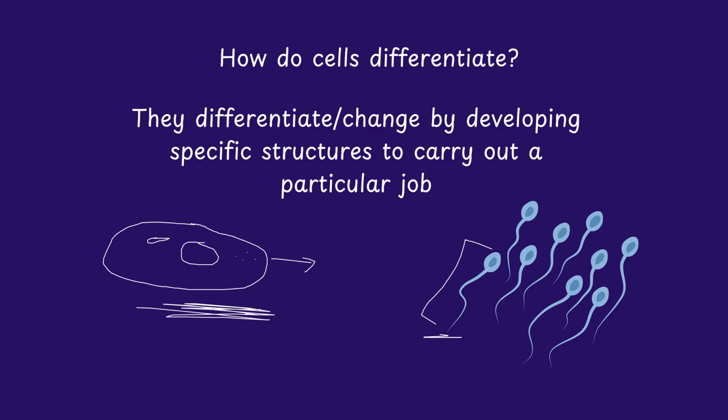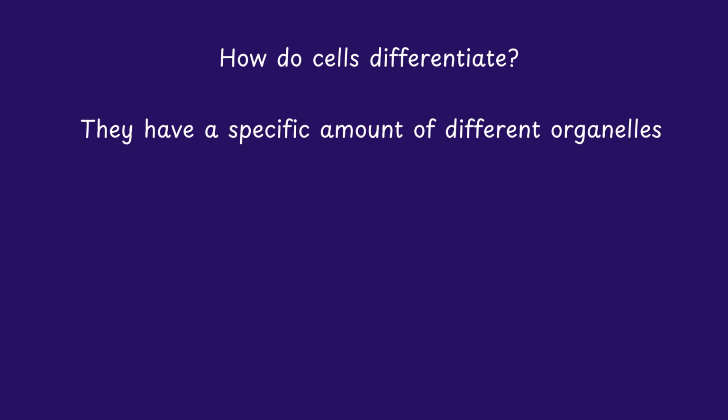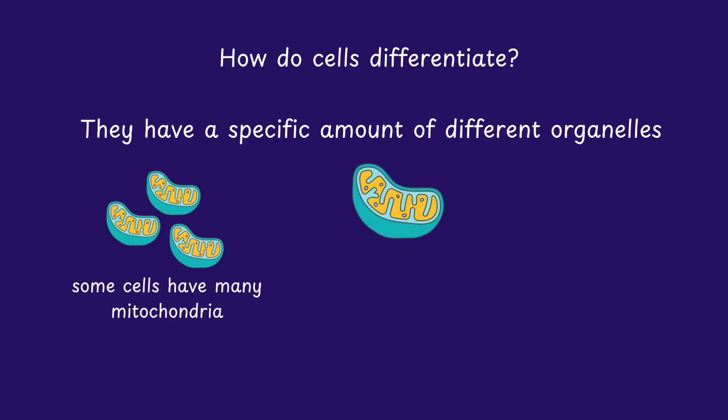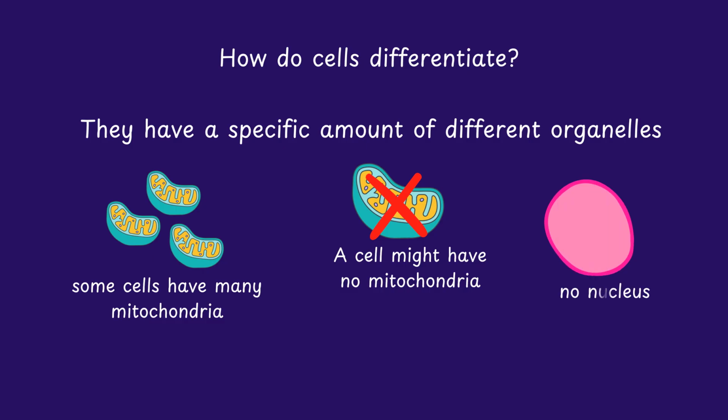Another way cells can differentiate is by having specific amounts of different organelles. There are some cells that have many mitochondria, while there are others that do not have mitochondria. And there are some cells that don't even have a nucleus. And so cells can differentiate by having specific amounts of different organelles.